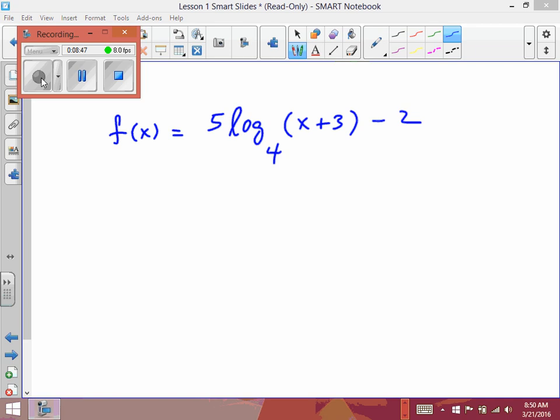Find the inverse of this very long, ugly problem. The only thing that makes this worth anything is the fact that the word log is in there. Other than that, I'm going to add 2 to both sides. That's the opposite of subtracting. I'm going to divide by 5 on both sides. It's the inverse of multiplying. How do I get rid of a base for a log? It's the opposite of raising something to a power.